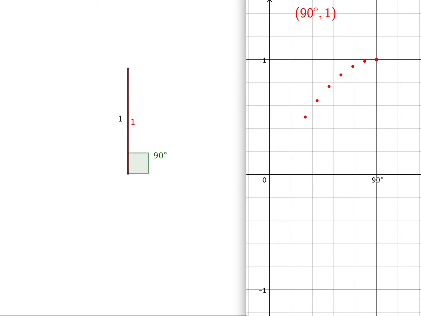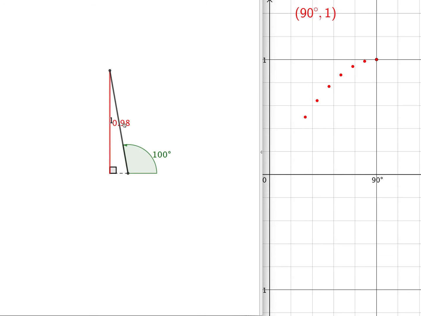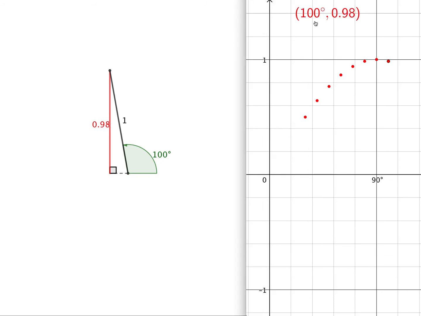After that, when we turn to 100 degrees, there's that 0.98 again. It occurred at 80 degrees and it occurs again at 100 degrees. So there in the graph, that's 100 degrees, 0.98. But there was a previous point, I'll go back to it, there was 80 degrees, 0.98. If you kept this going and I gave you 110 degrees, 0.94. But if I go back to 70 degrees, it's 0.94.